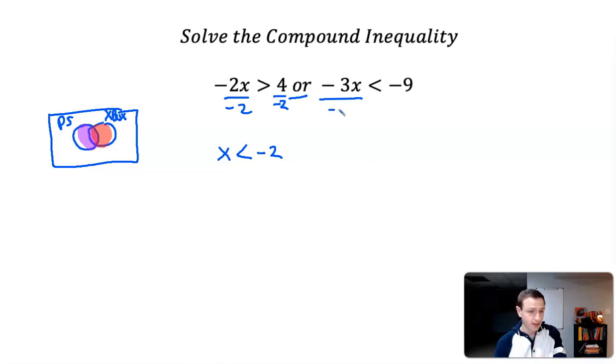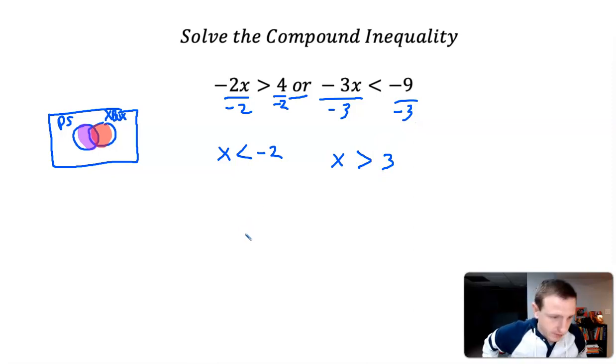Now we're going to solve this one. I'm going to divide by negative 3. This is going to be x. This was less than. Notice I'm dividing by a negative, so it's going to become greater than. Negative 9 divided by negative 3 is positive 3. Less than became greater than. So now I want the values of x less than negative 2 or x greater than 3.